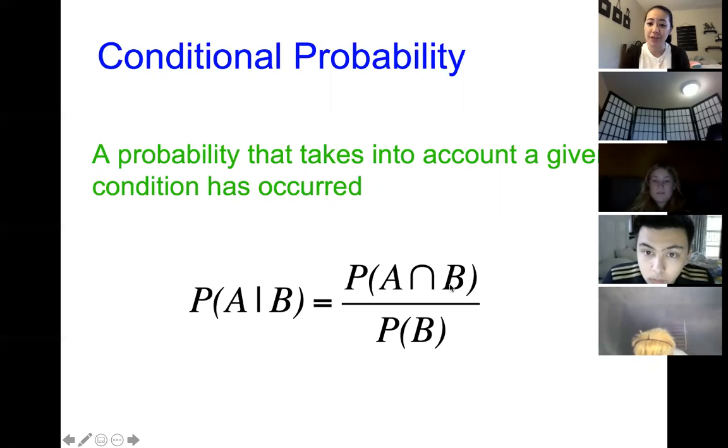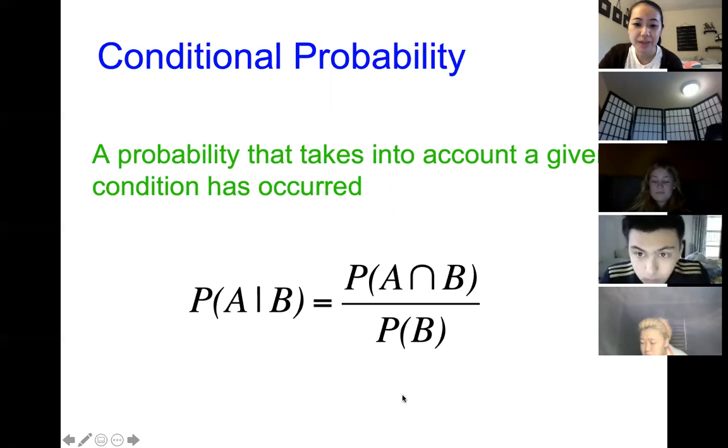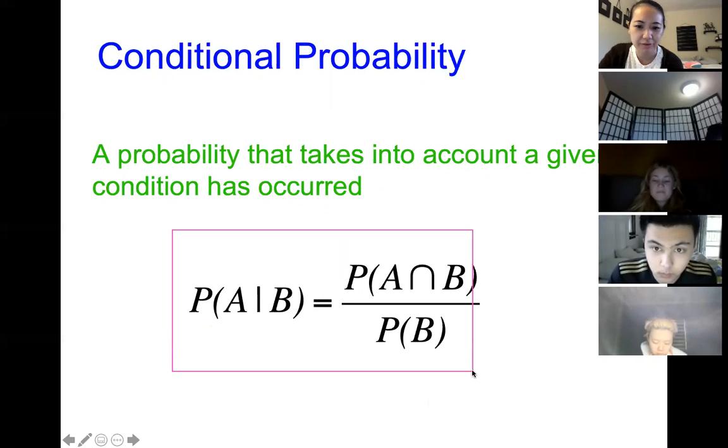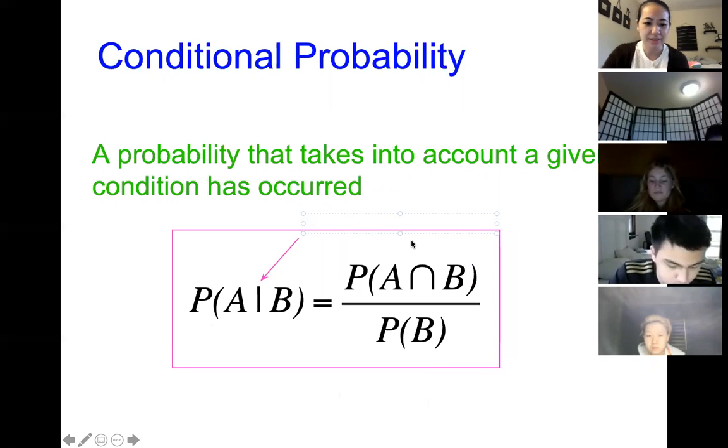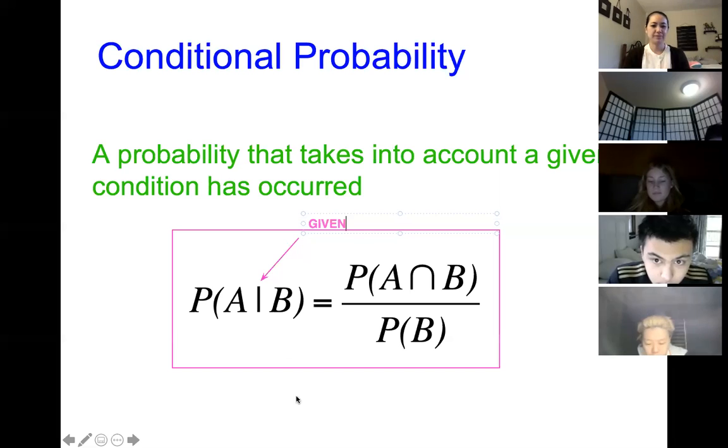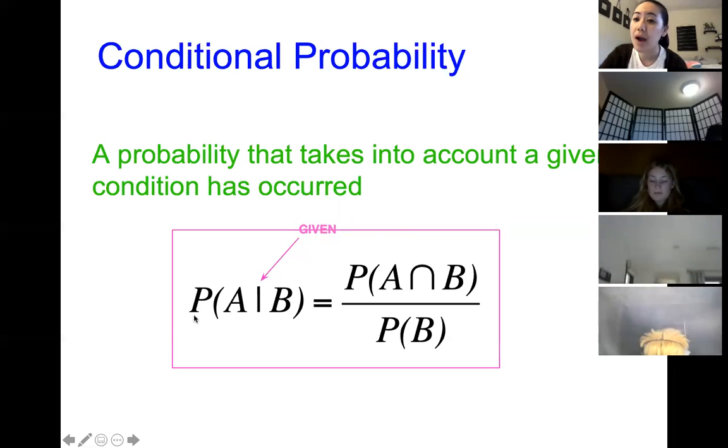So this is your formula, straight up. Let me break this down for you. First off, this vertical line means given. So how I read this is the probability of A given B.